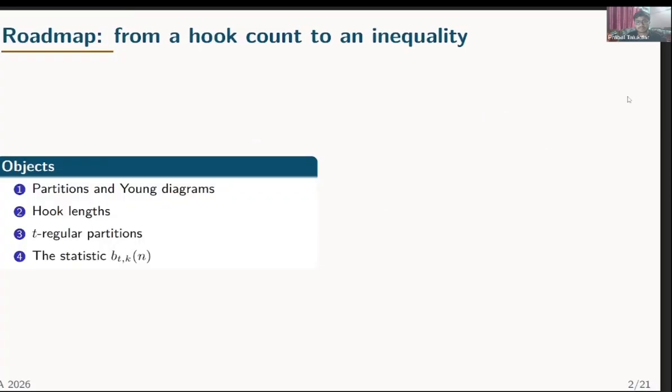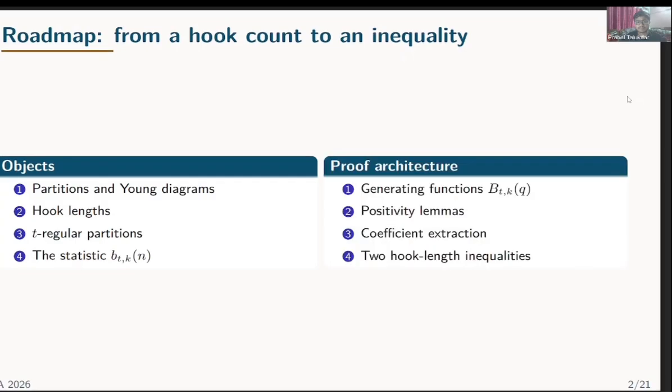Now, I will begin with the roadmap of the presentation. Here is the plan. First, I will recall the objects like partitions, Young diagrams, hook lengths, the t-regular partitions, and the hook count b_{t,k}(n). After that, I will move to the proof architecture. We introduce the generating functions, the lemmas that we are going to use, the coefficient extraction, and then prove the two inequalities.